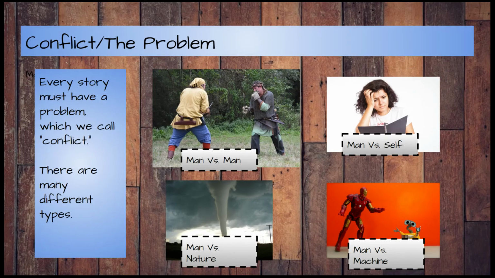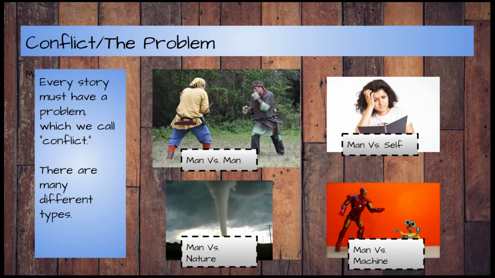Next up would be conflict or the problem. While this may not be totally apparent until later in the story, conflict begins to come into focus early on during the exposition. There are many different types of conflict, usually denoted in studies with the phrase man versus something by people who study literature.